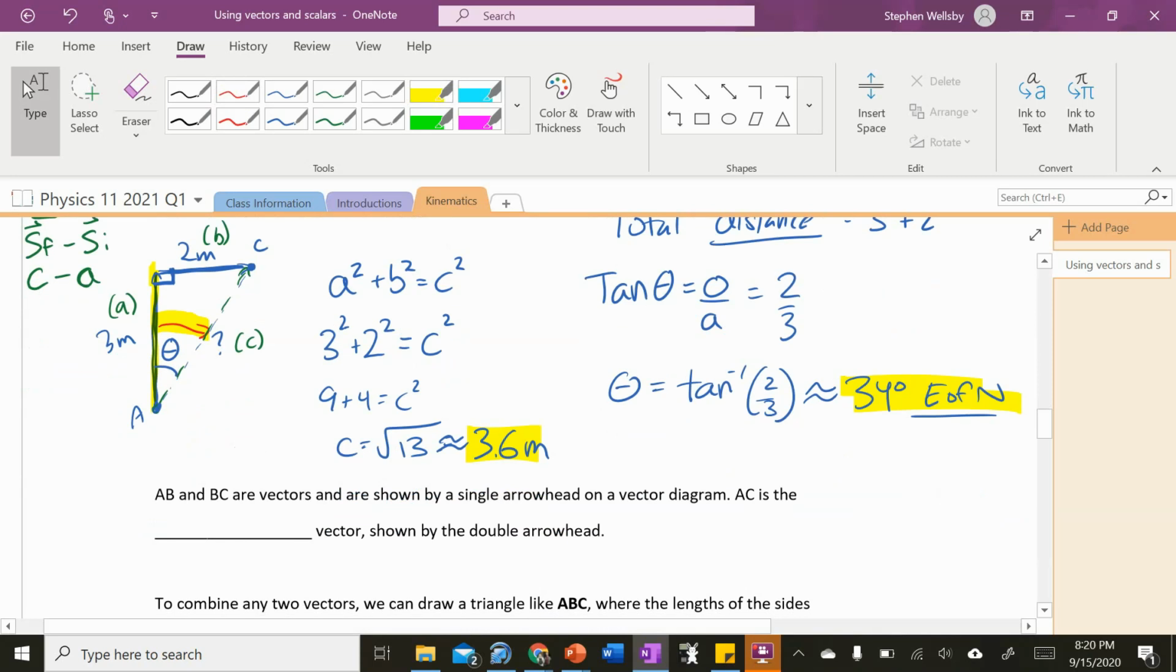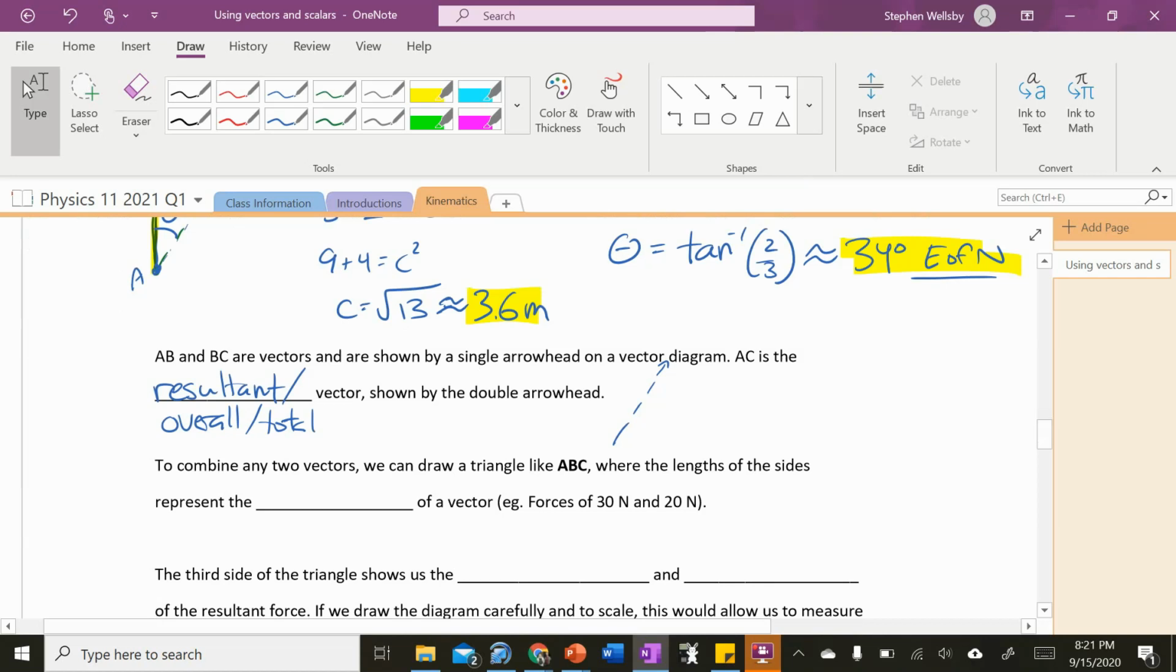Okay, so AB and BC are vectors, and they're shown by a single arrowhead on the vector diagram here. AC is what's called the resultant. You could call it the overall vector, or you could call it the total vector. So resultant is probably the most common, but you can also refer to it as the overall vector or the total vector. And sometimes this is shown by a double arrowhead. I'm more of a fan of using a dashed line. So for me, a dashed line tells me this is the resultant vector A to C.